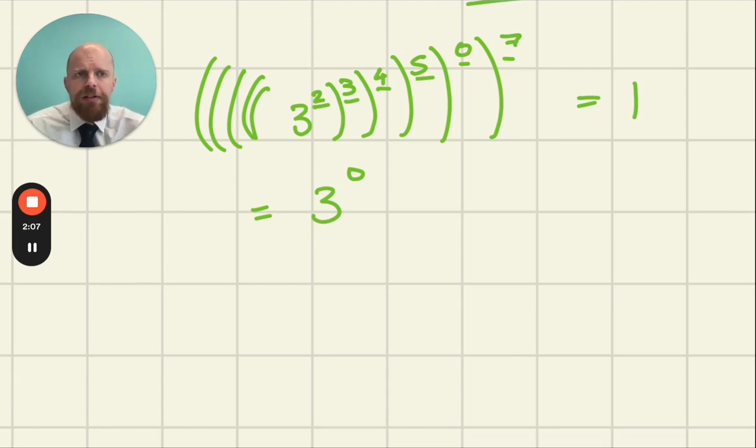So there we have it. That's how you deal with indices that have brackets. You multiply the powers. And also how you raise a number to the power 0. It's 1.